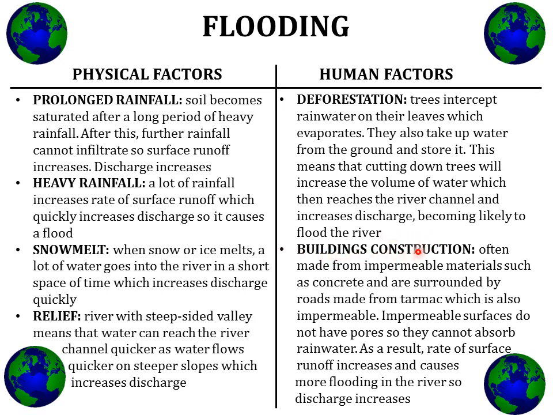Building construction, which are often made from impermeable materials such as concrete and are surrounded by roads made from tarmac, which is also impermeable. Impermeable surfaces do not have pores, so they cannot absorb rainwater. As a result, the rate of surface runoff increases and causes more flooding in the river, so discharge increases.